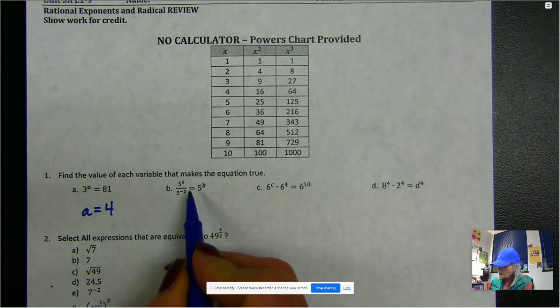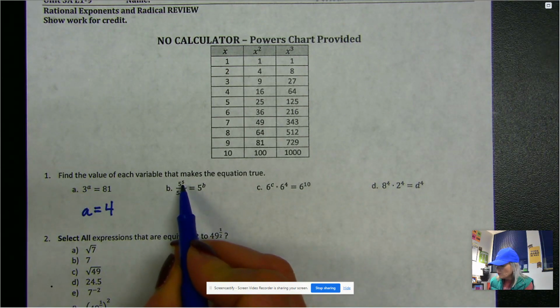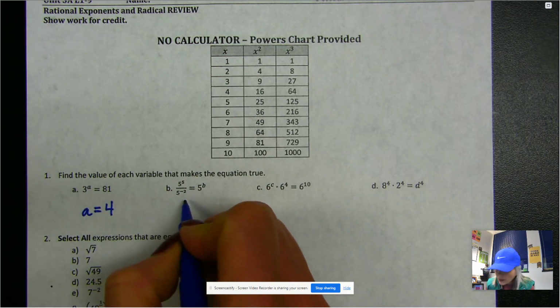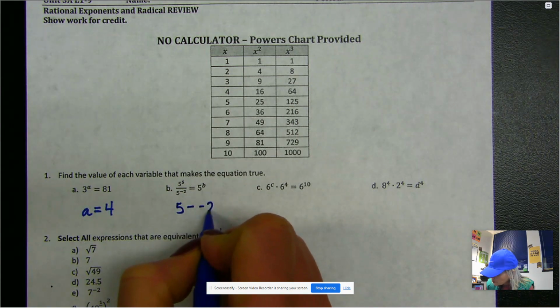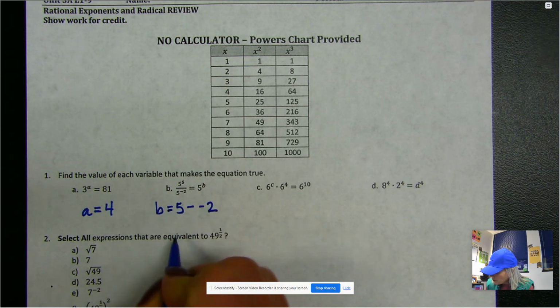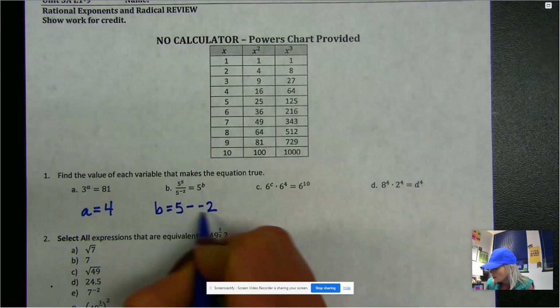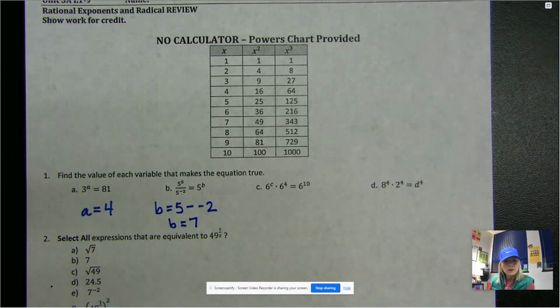For b, when you divide powers with the same base, you subtract the exponents. And so we've got 5 to the fifth divided by 5 to the negative 2. So that means we need to figure out what 5 minus negative 2 is. So that's how we would get the b. And so 5 minus negative 2 is going to equal 7, so b equals 7.